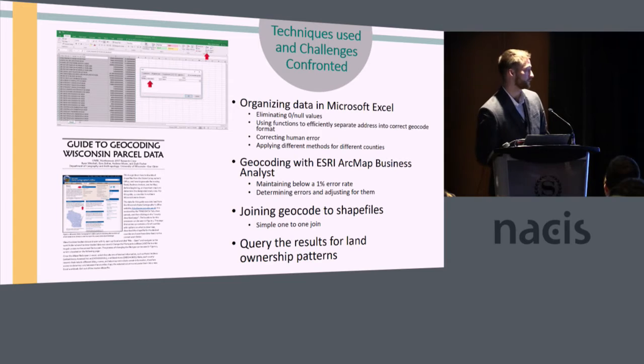Once that was done, it actually was pretty simple, just a simple one-to-one join with the geocoded data and back to the shapefile of the land parcels. And then, like I said before, this is where we got a little bit more fun with it. We just queried a bunch of things, analyzed a bunch of things, to see what the data could tell us and what stories were available.